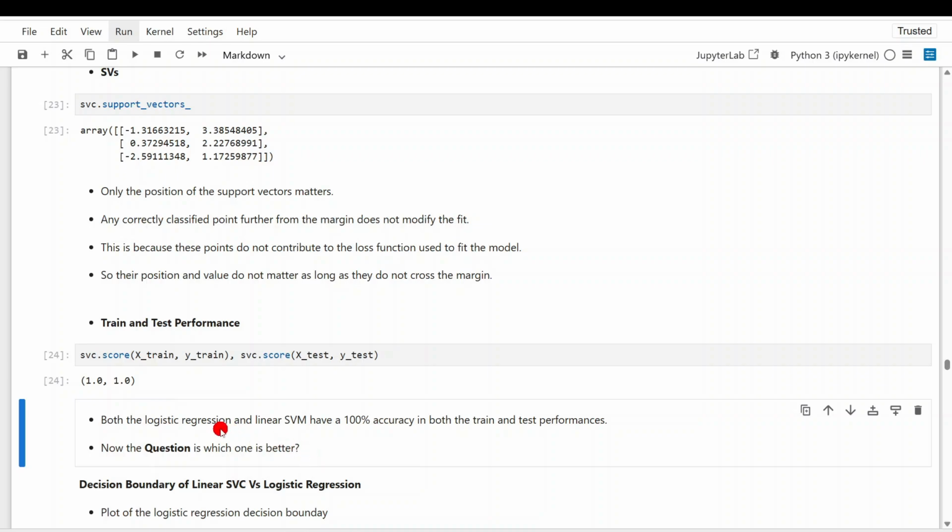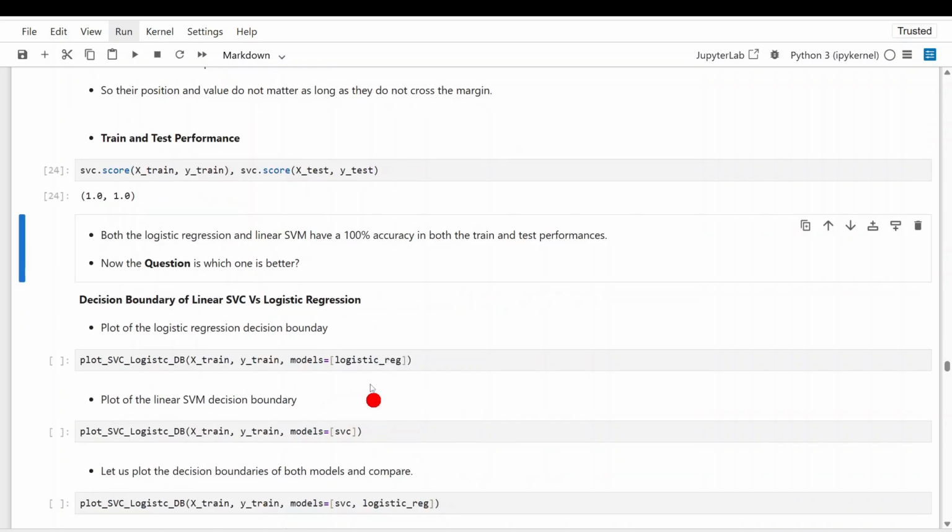Both the logistic regression and the linear support vector classifier have 100% accuracy in both the training and test performance of classifying the two different classes. Now the question is, which one is better? To answer this, let's compare the decision boundary of the linear support vector classifier and the logistic regression model.